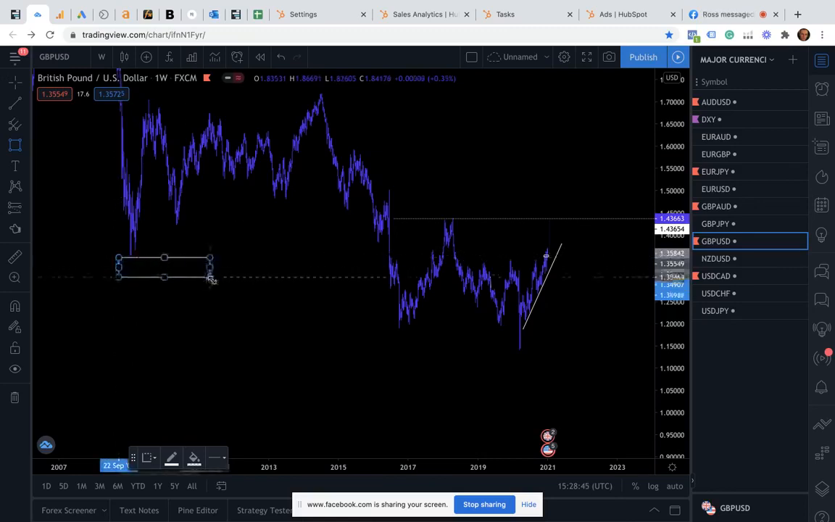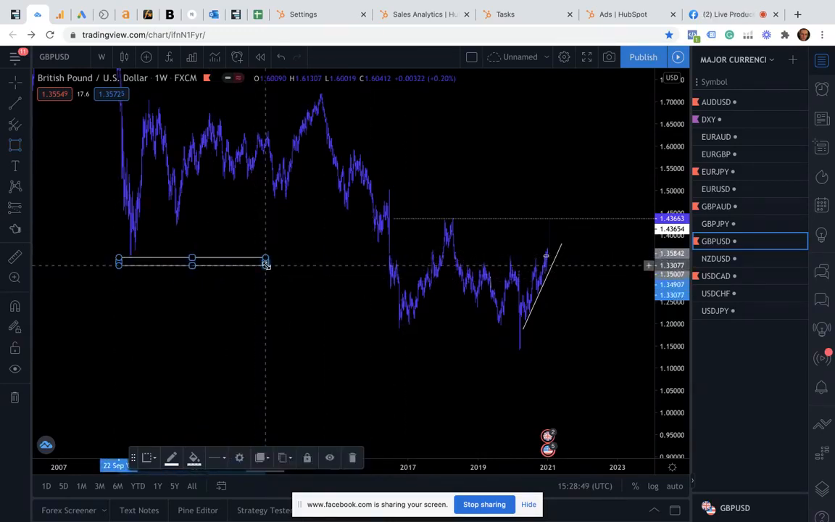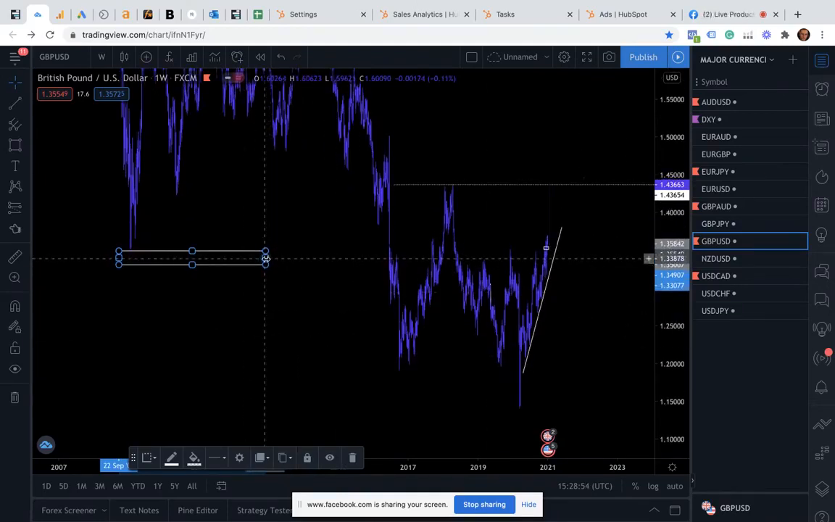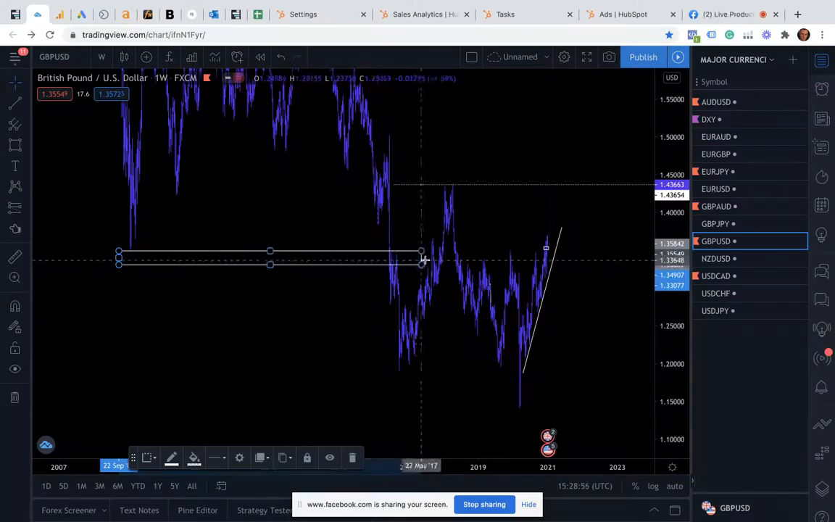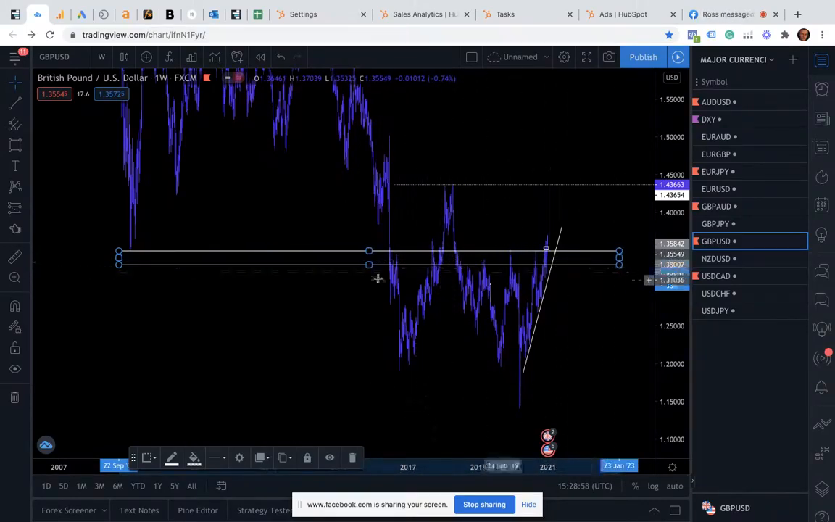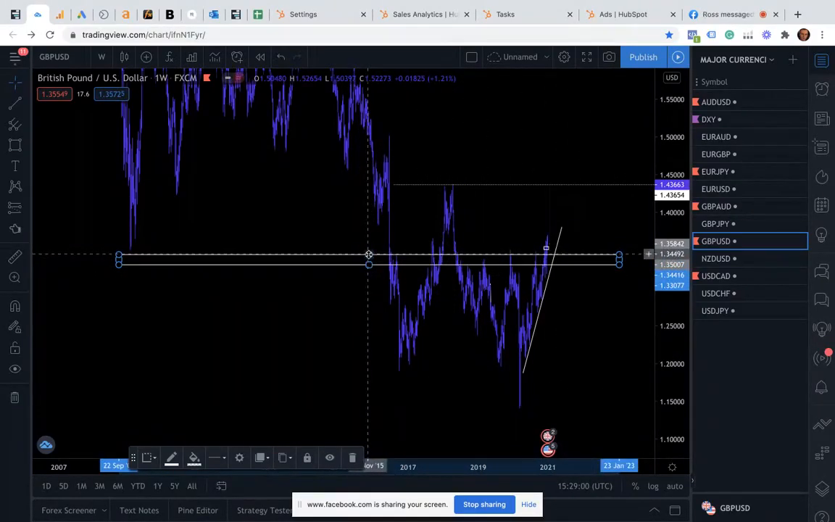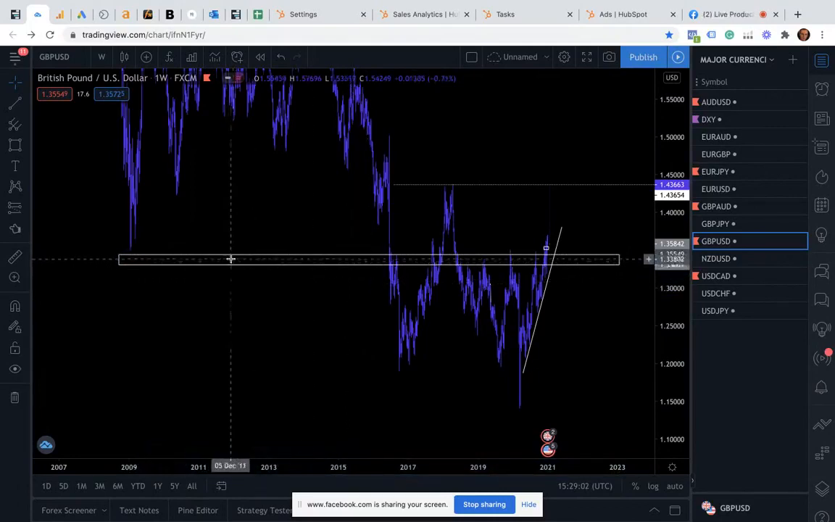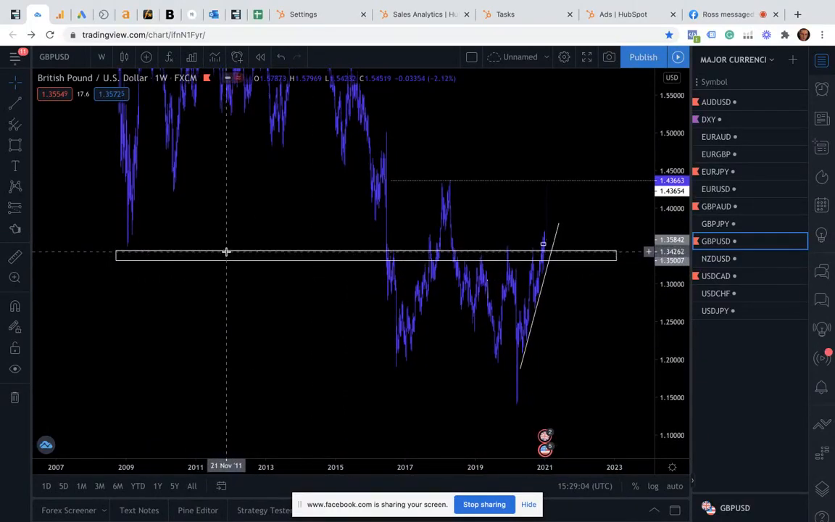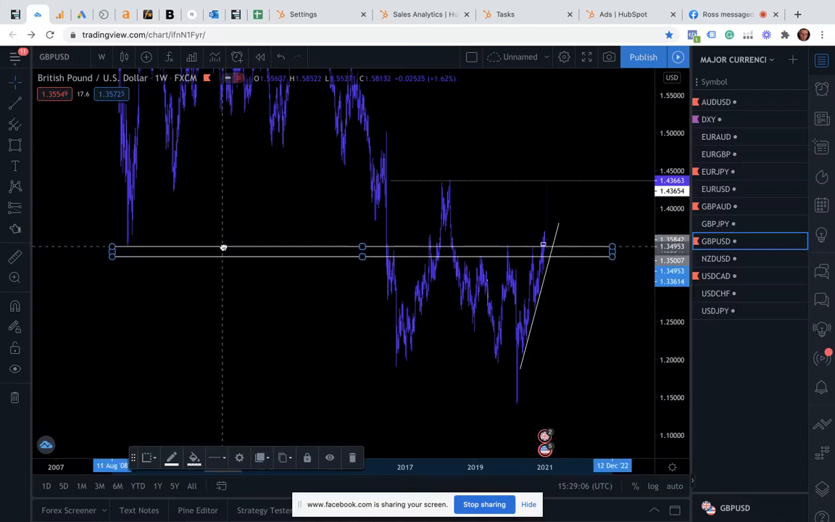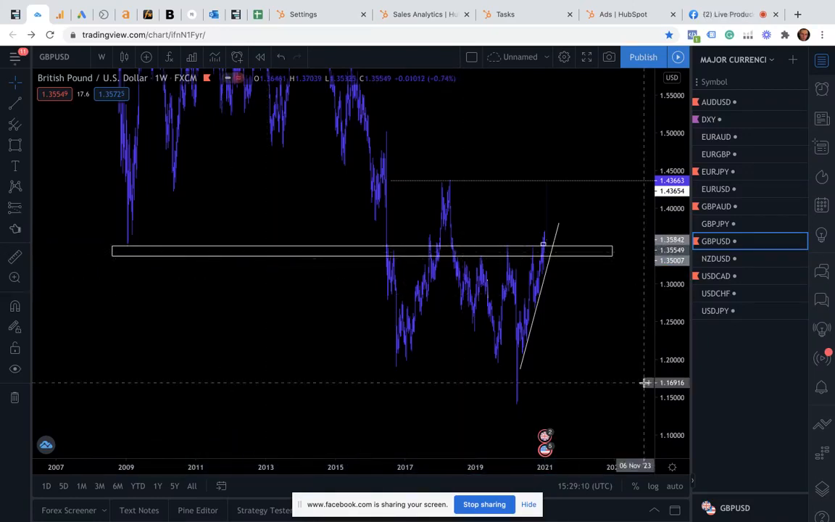We would draw our box and we would just have it here, zoom in a little bit, and then all we do is just slide it across. That's all we're looking for, slide it across. And then what are we looking for? How do we know it's a good level? We just want to make sure that everything is touching. We want the wicks and the candle bodies to be respecting very well.